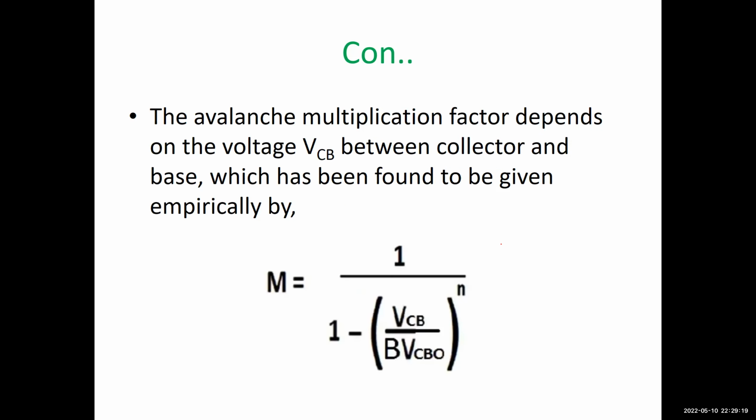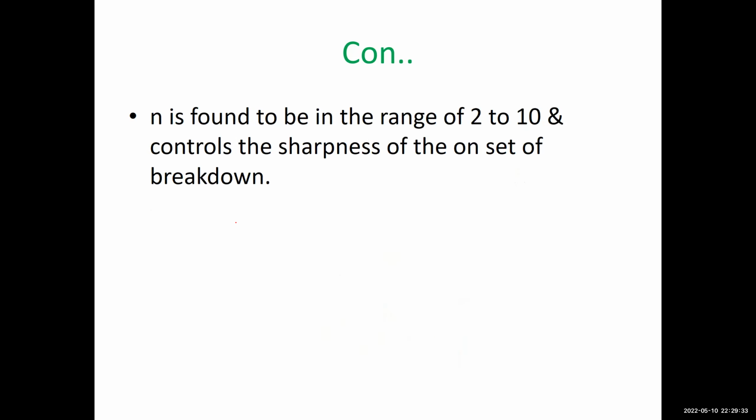The avalanche multiplication factor relates VCB and the breakdown voltage BVCBO as M equals 1 by 1 minus VCB by BVCBO, the whole power n, where n is a constant. It ranges between 2 and 10, depending on the type of material. Mostly for a PNP transistor it is 2 and for an NPN transistor it is 4. But it ranges from 2 to 10 and controls the sharpness of the breakdown.